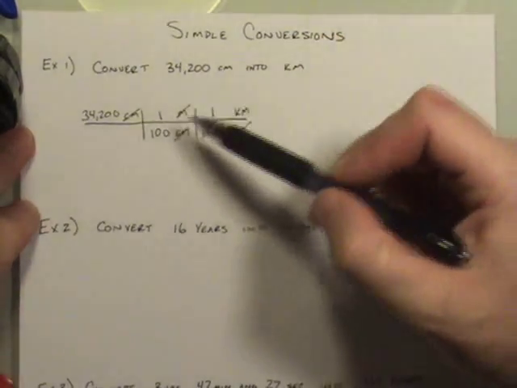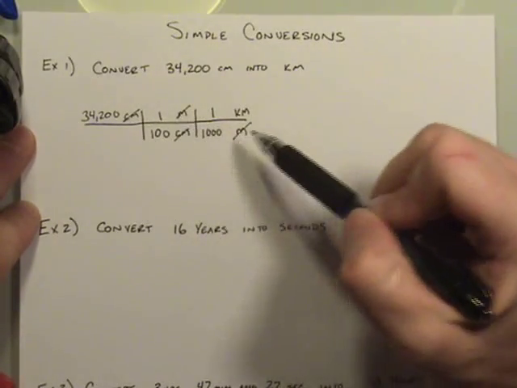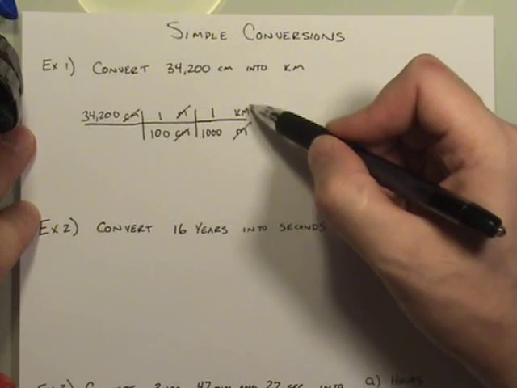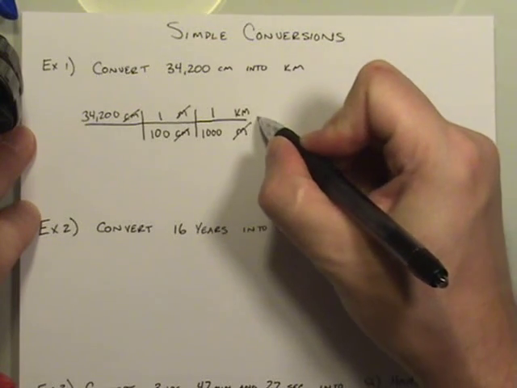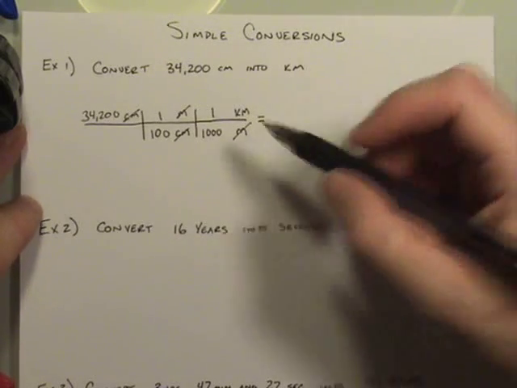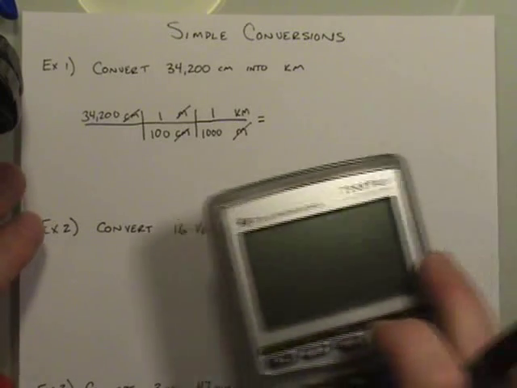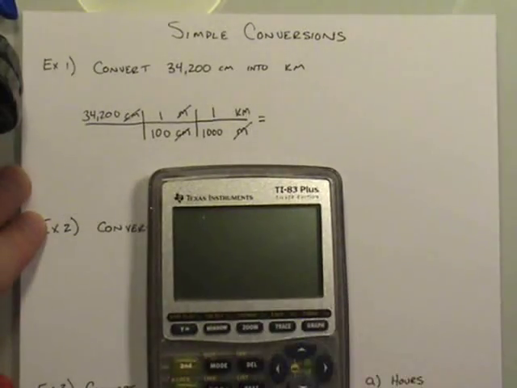If you look closely, other than numbers, all of the units have canceled. All my centimeters are canceled, all my meters are canceled. The only thing left is kilometers on the top. So when I take this to the calculator, I will now end up with an answer that is in kilometers. It's turned the 34,200 centimeters into kilometers. So let's take a look at how that works.